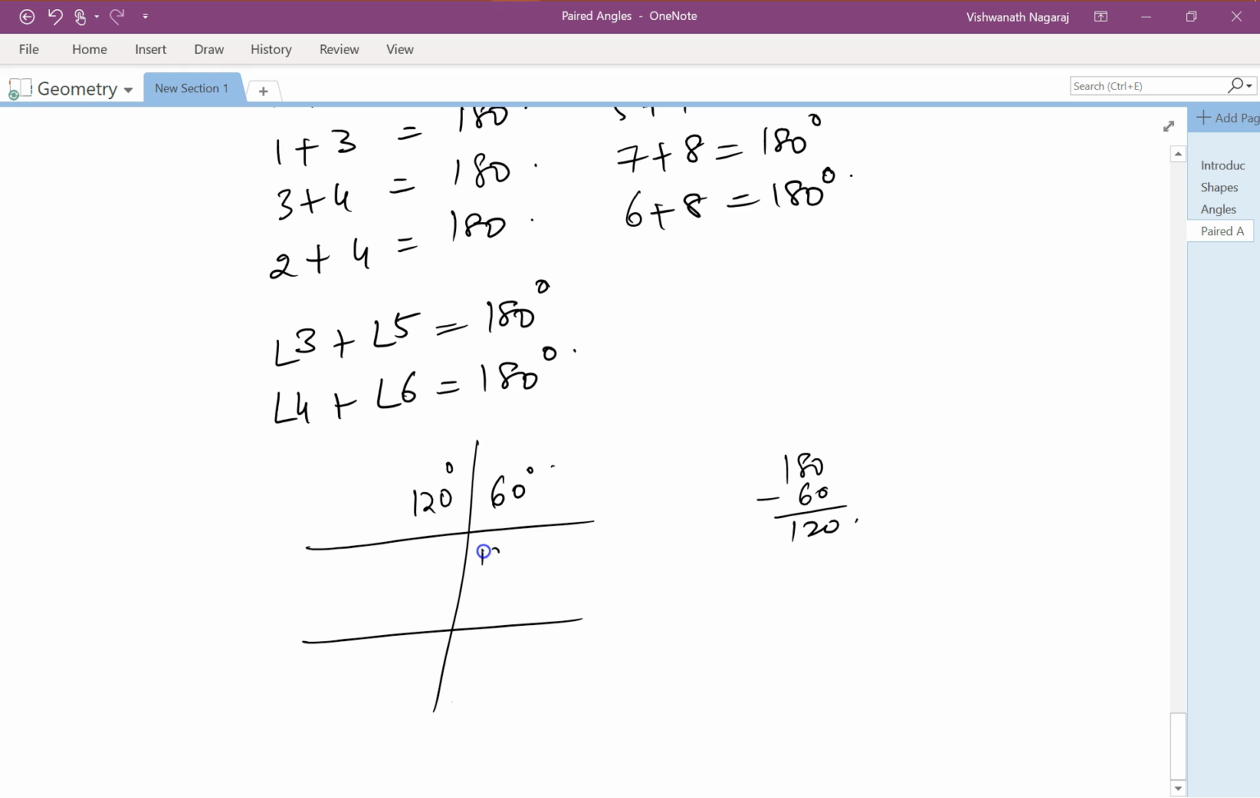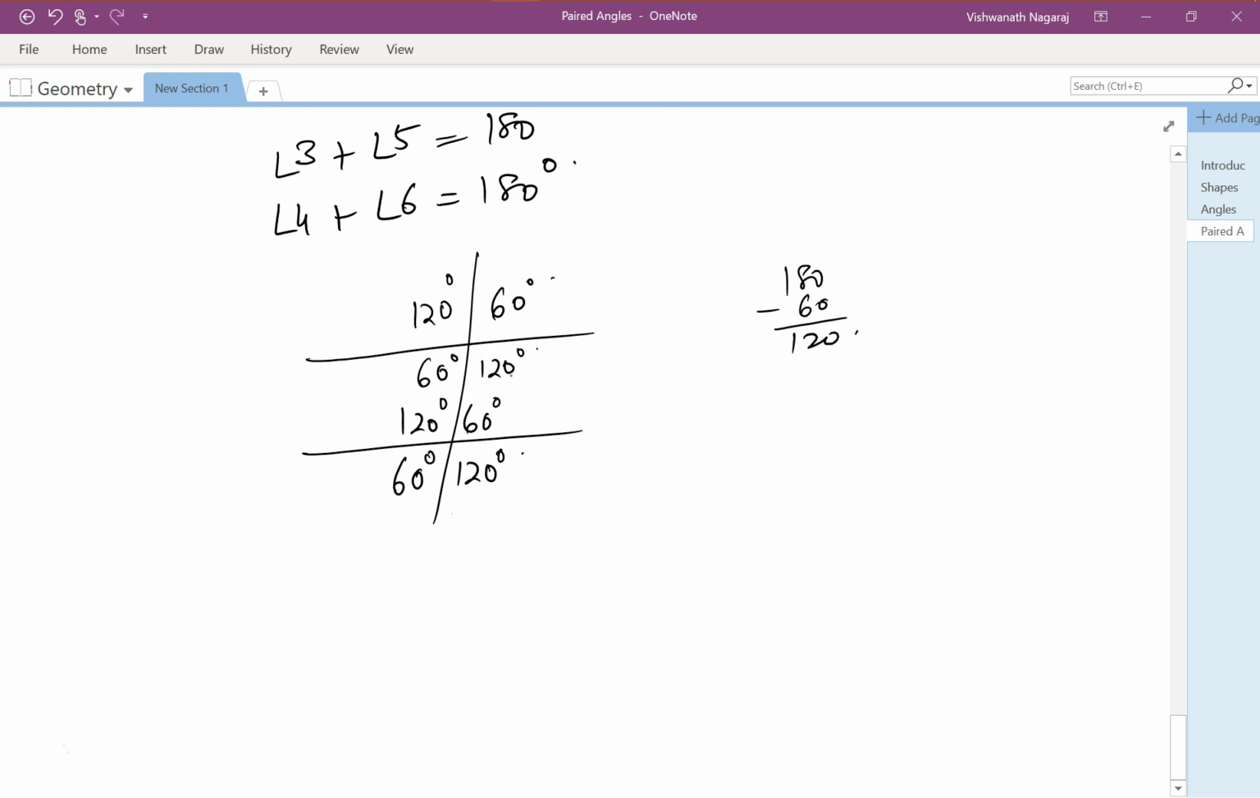If this is 120, this is going to be 120. This will be 60 degree. So this is going to be 60 degree. This is going to be 120 degree. This is going to be 60 degree and 120 degree. Yes, that's the beauty of this.